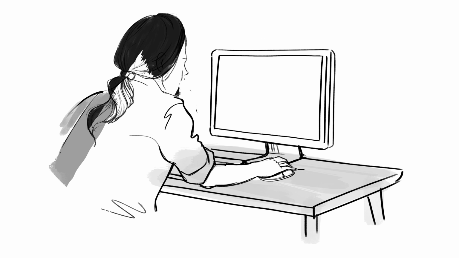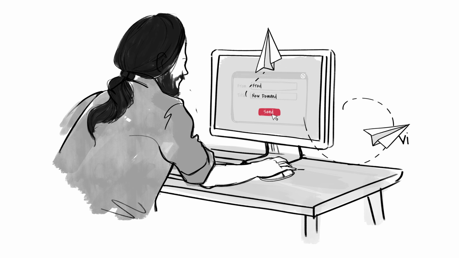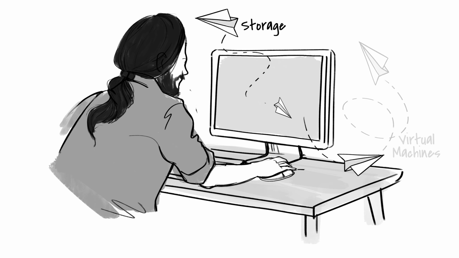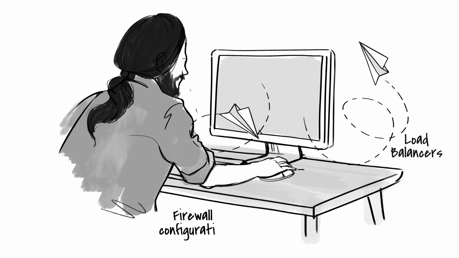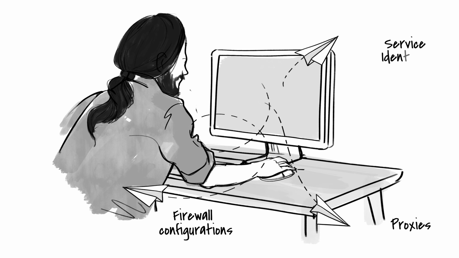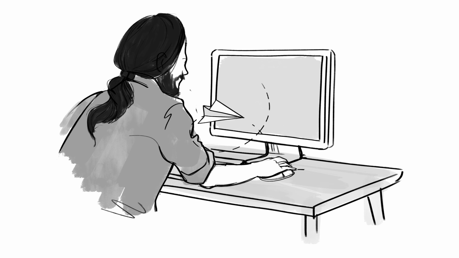Fred's journey begins with a series of ServiceNow demands. He needs a variety of infrastructure resources: virtual machines, storage, DNS, load balancers, firewall configurations, proxies, service identities, and many others. Each of these resources is managed by different teams within Euroclear.